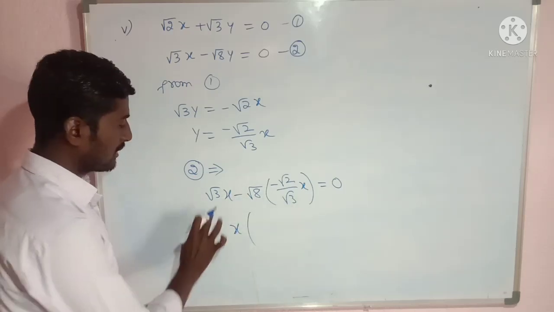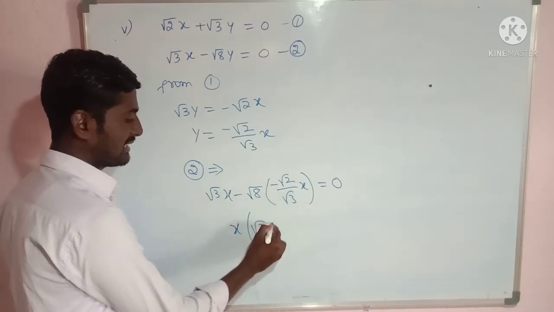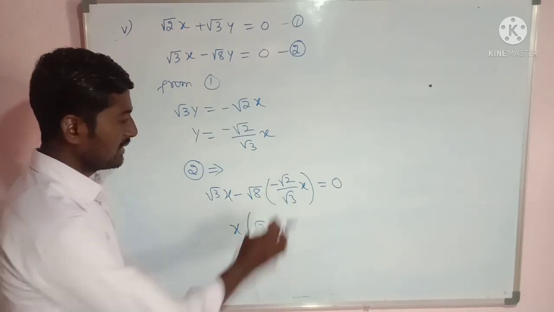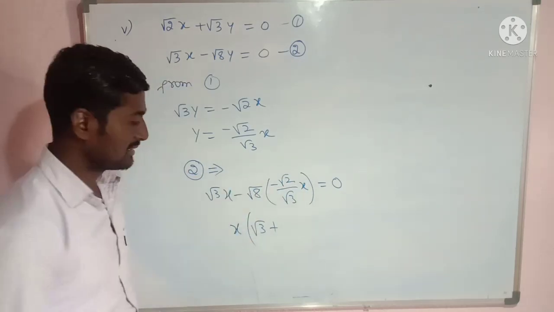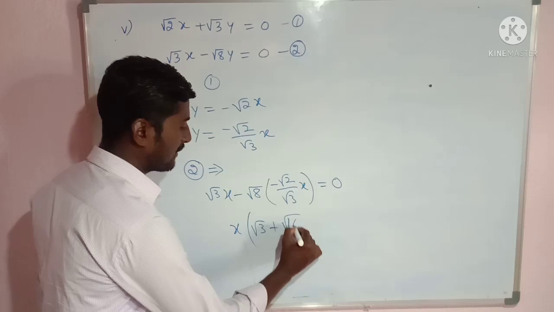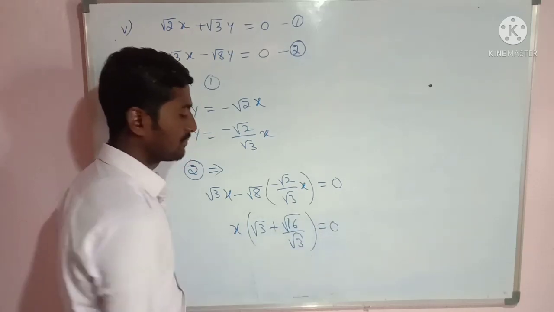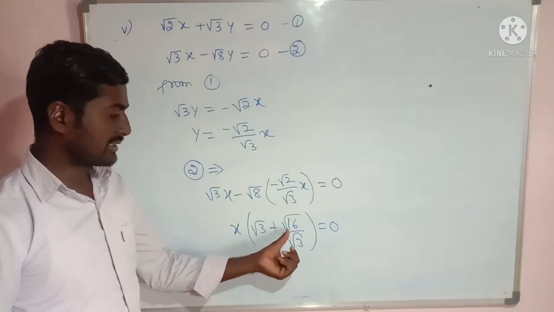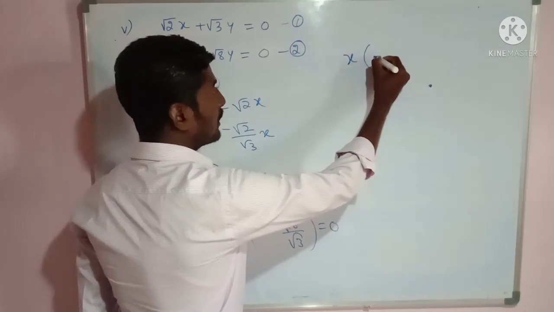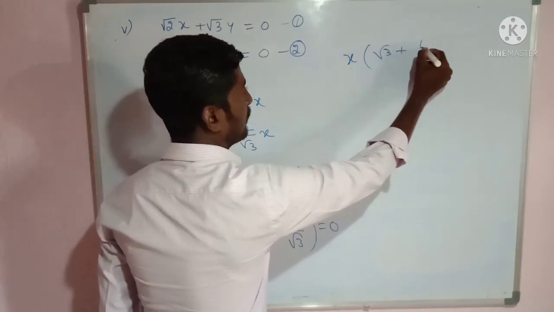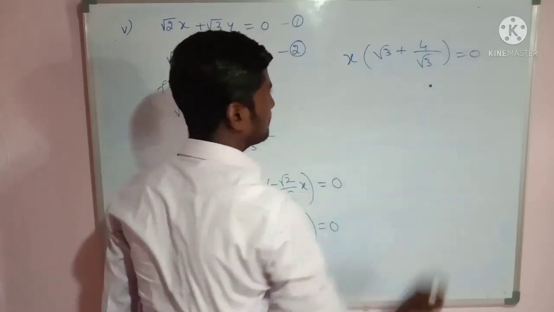Inside what will be there? Root 3, minus into minus, it is plus, right? Root 2 into root 8, that is root 16. That is how much? Root 16 divided by root 3 is equal to 0. Now root 16 is nothing but what? 4. So x into root 3 plus 4 divided by root 3 is equal to 0.